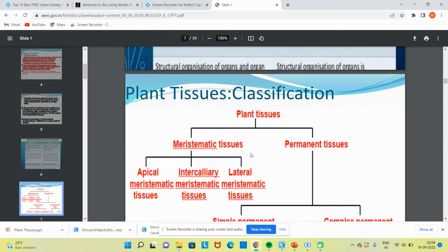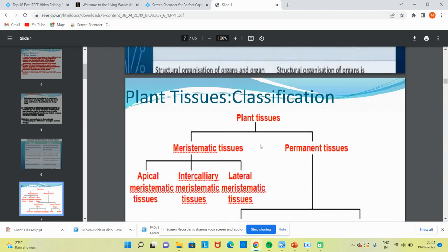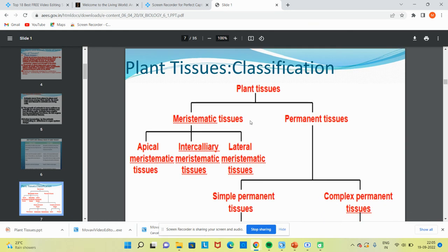So today's topic is plant tissue. Plant tissues are classified into two types: meristematic tissues and permanent tissues. Meristematic tissues are in a continuous state of division, whereas permanent tissues mainly give mechanical strength and also do other functions. The meristematic tissues mainly help in plant growth.